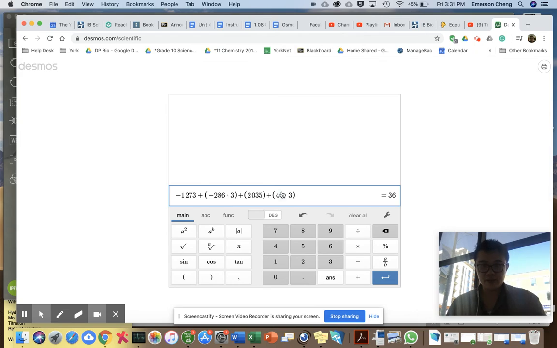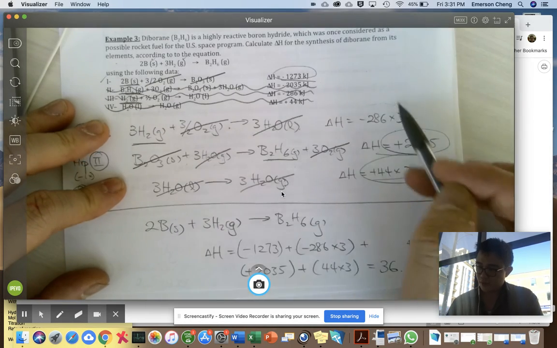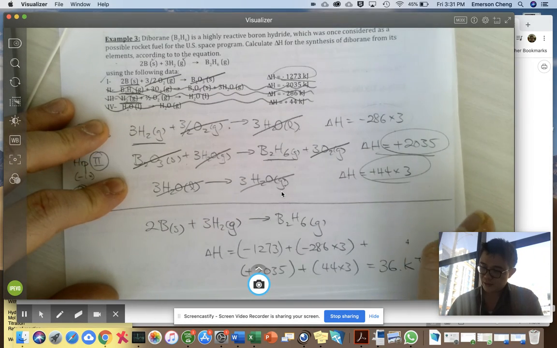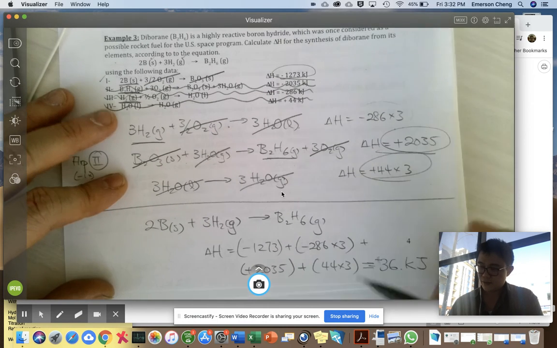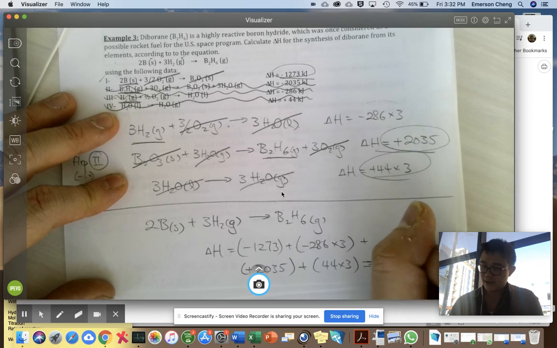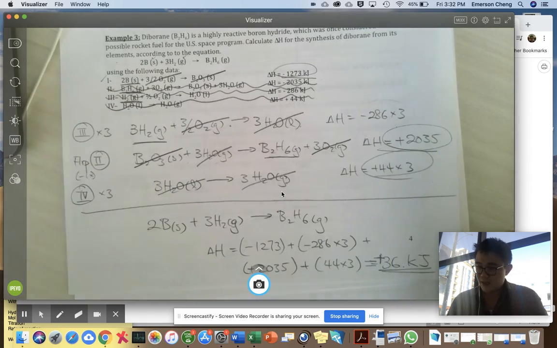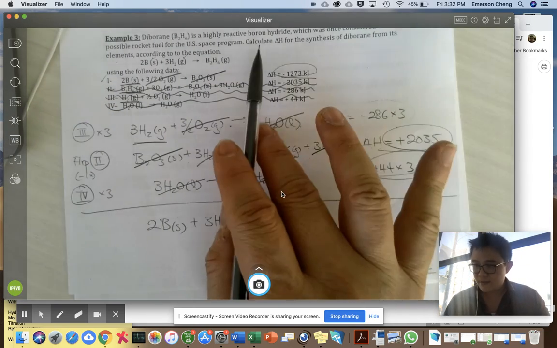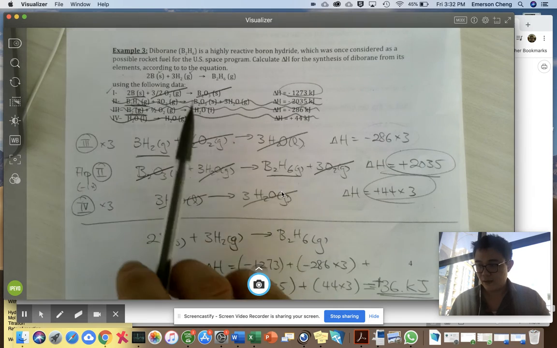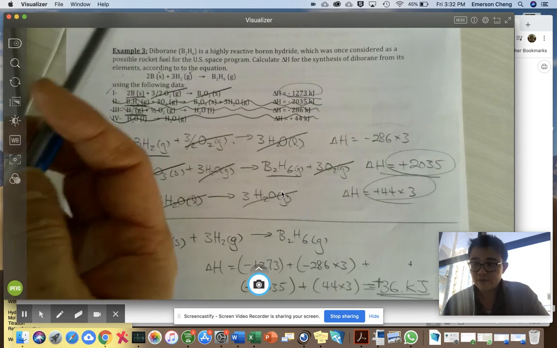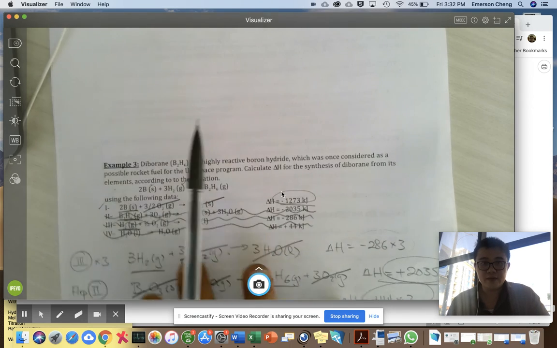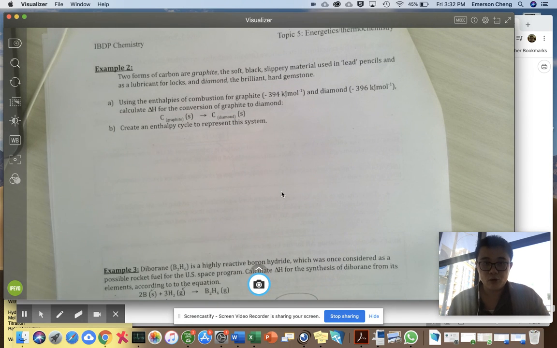Now, what's the unit again? These will be all in kilojoules. So it's positive 36 kilojoules. Positive 36 kilojoules. You need to write down the signs. And so that's how you calculate the delta H using Hess's law in terms of equations. Now I'm going to make other videos using the enthalpy cycle because for diploma chem, you actually do need to know how to do that. Okay?